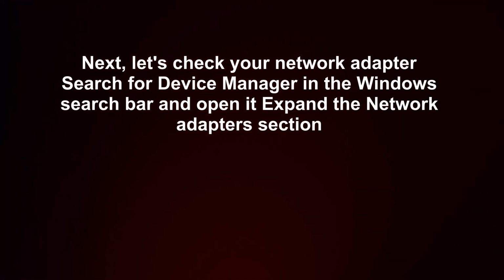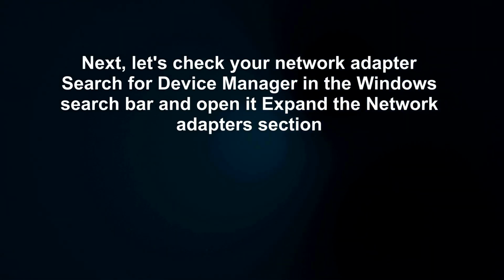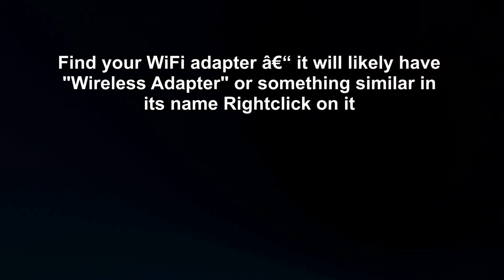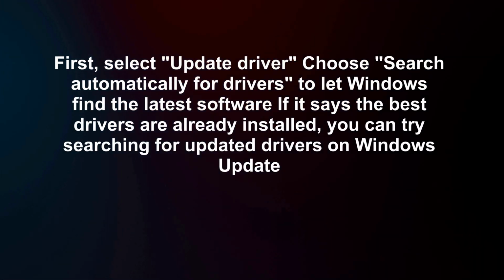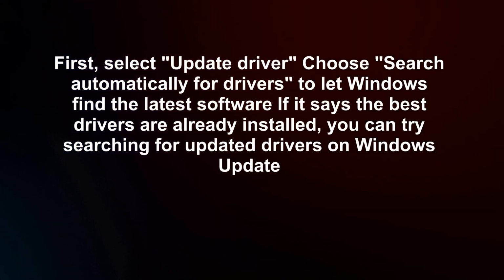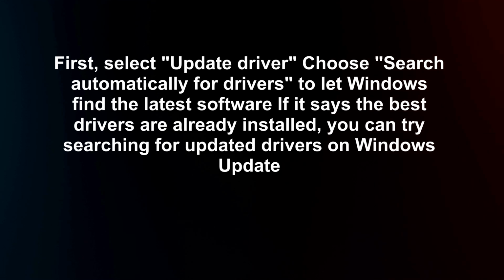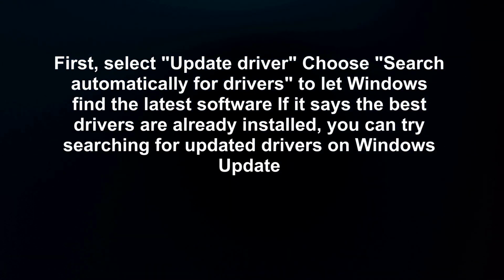Next, let's check your network adapter. Search for Device Manager in the Windows search bar and open it. Expand the Network Adapters section. Find your Wi-Fi adapter. It will likely have wireless adapter or something similar in its name. Right-click on it. First, select Update Driver. Choose Search automatically for drivers to let Windows find the latest software. If it says the best drivers are already installed, you can try searching for updated drivers on Windows Update.